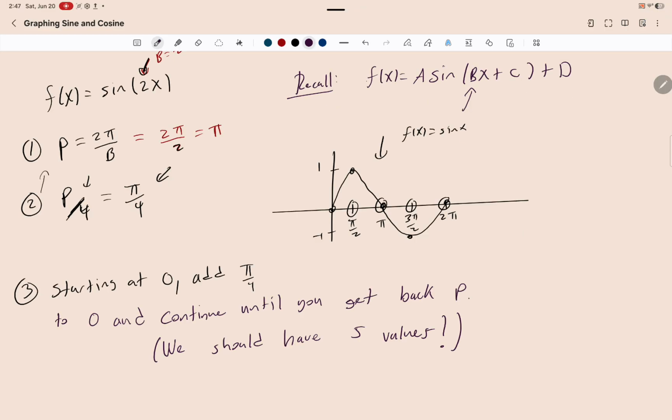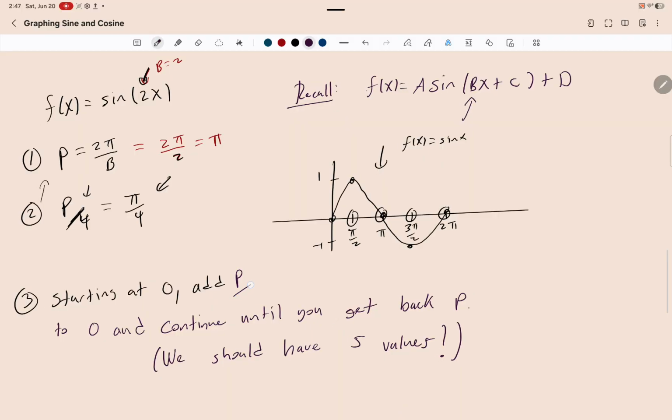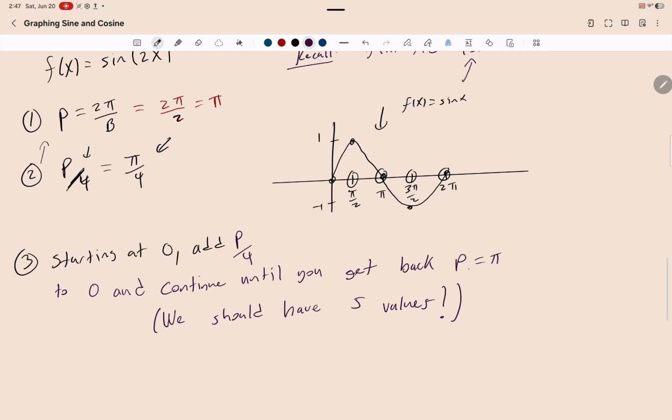Which in this case will be pi over 4. Now for the third step, starting at 0, we're going to add p over 4 to 0, and we continue until we get back to p. In this case, it's going to be pi for our problem. So let's see how that looks. Starting at 0, I'm going to add pi over 4, and it gives us pi over 4. Then starting at pi over 4, I'm going to keep adding pi over 4.